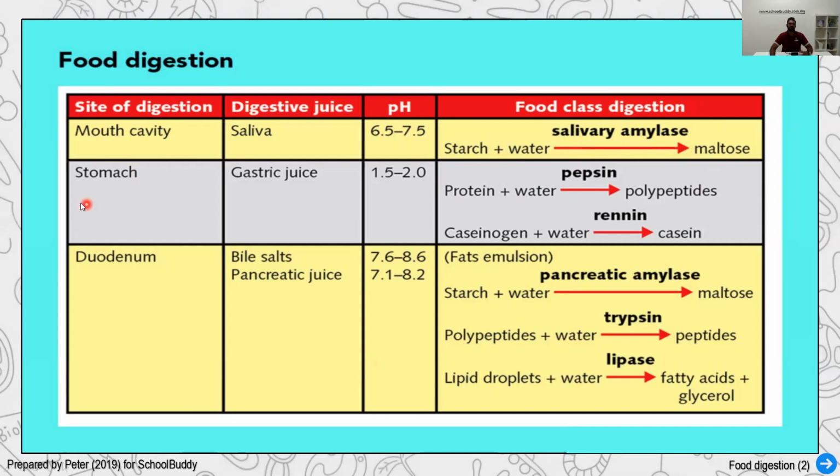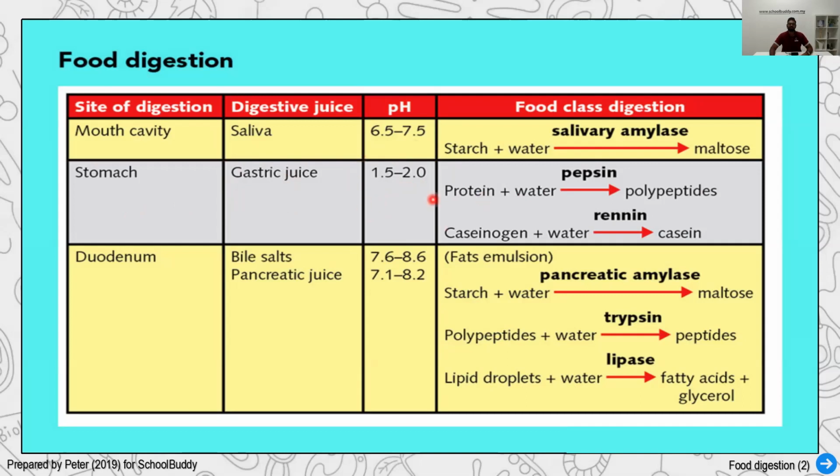Proceeding on, some of the food will go to the stomach, and we have something called the gastric juice. Gastric refers to the stomach, and gastric juice needs a very acidic pH, about 1.5 to 2. That's why our stomach contains a lot of hydrochloric acid. Whatever food we take in will be digested by gastric juice, and all the microorganisms contaminating the food will be killed by the hydrochloric acid.